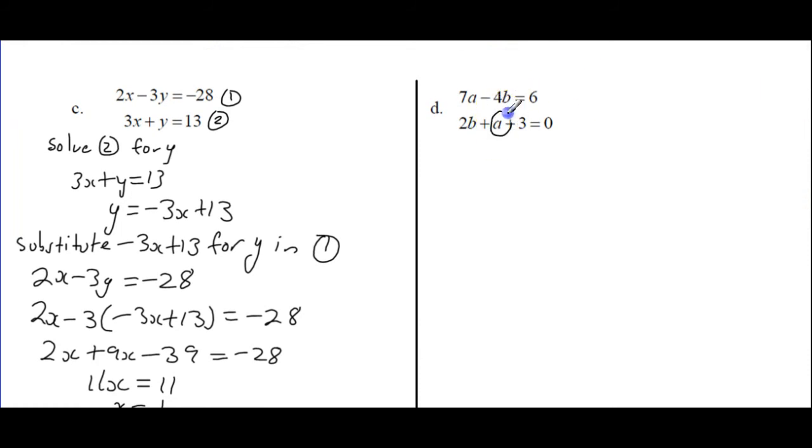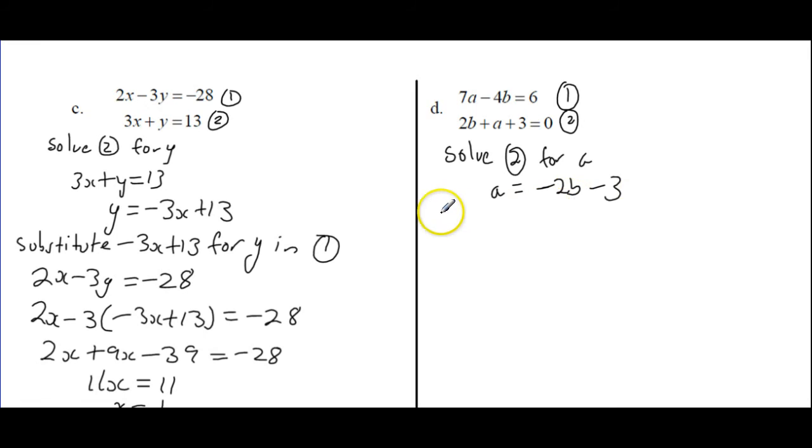One more. Again, look for the variable that's by itself. Okay, in other words, that has a coefficient of 1. So first step, we're going to solve equation 2 for A. So A will equal negative 2b minus 3. Okay, and that's just moving both the 2b and the 3 to the right-hand side. We're now going to substitute negative 2b minus 3 for A in number 1.